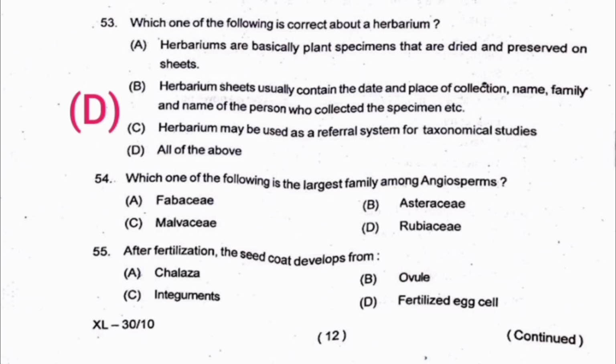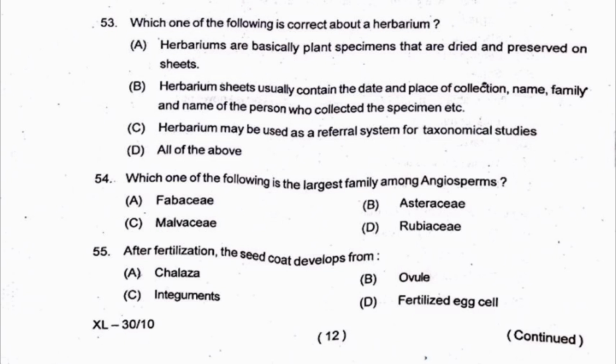Next, question number 54. Which of the following is the largest family among angiosperms? Option A, Fabaceae; option B, Asteraceae; option C, Malvaceae; option D, Rubiaceae. So, the correct answer is option B, Asteraceae. The Asteraceae or Compositae, with approximately 1620 genera and more than 23,600 species, is the largest family of flowering plants.